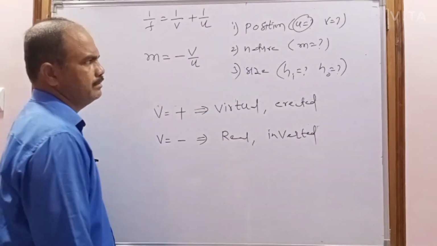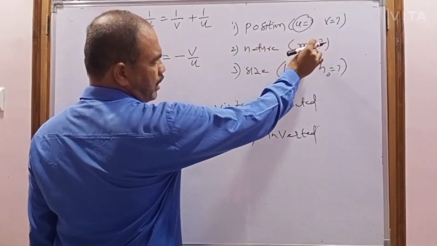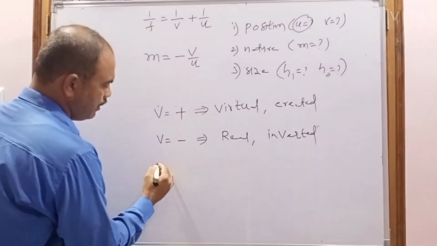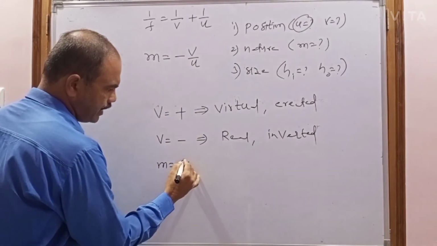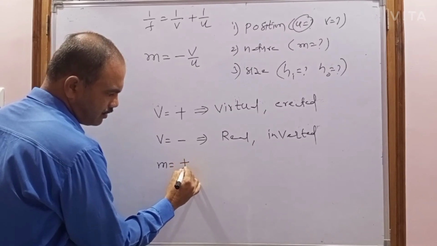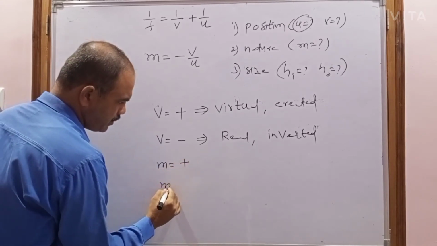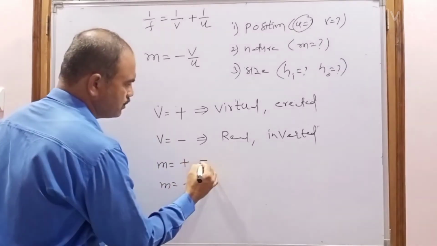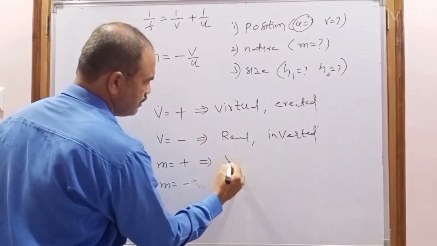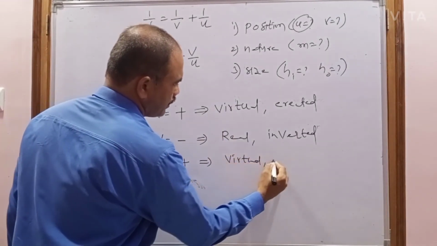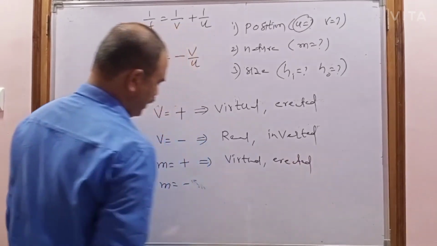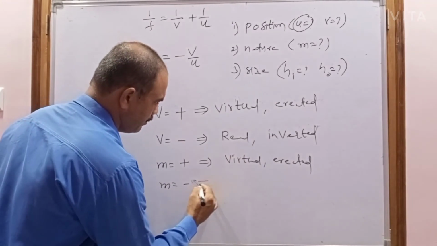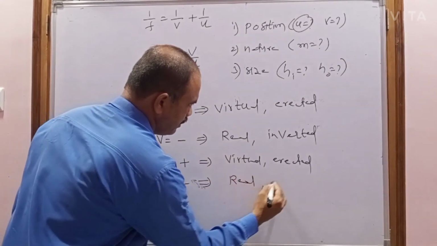And as well as, when asked to find the nature, sometimes you also find the m. When you find the magnification value, sometimes you get a positive value, sometimes you get a negative value. So if you get the m positive value, that is nothing but the same. Plus means virtual, erected. And next, m minus: if you got magnification -2 or -3, it means real, inverted.